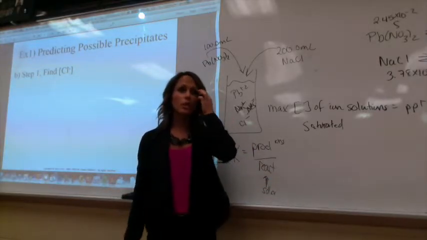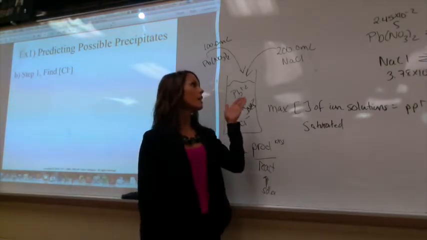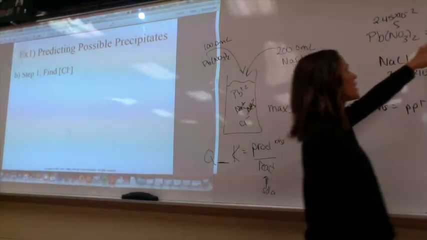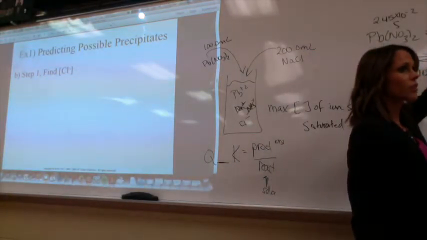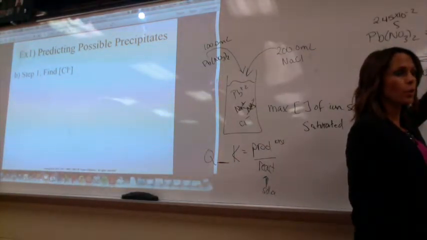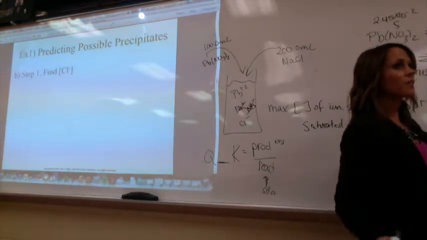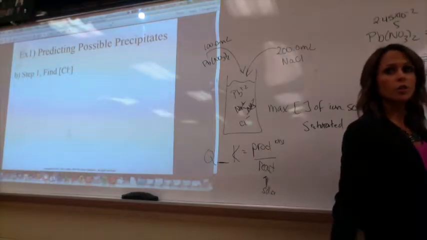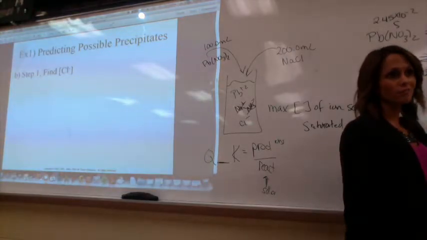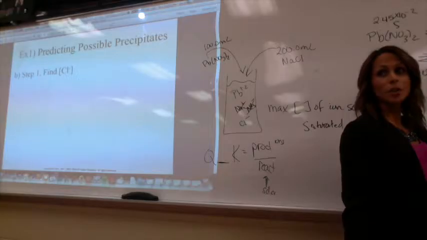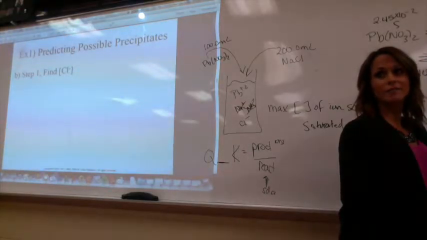There's two ways to do a dilution problem. You can either calculate the moles of Pb that are present in the 100 milliliters and then divide by 0.3 total volume, and then find the moles that are in the sodium and then divide that by the total volume, or you can do M1V1 equals M2V2. It's up to you, however you want to handle that.